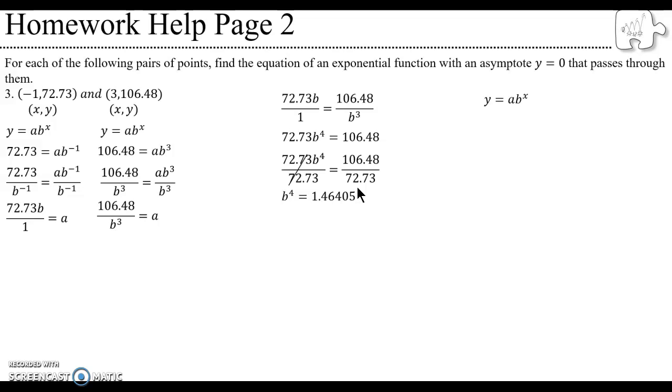So now what we're going to do, we're going to put parentheses around both sides and raise it to the 1/4 power. That makes these guys cancel out. So we're just left with b equals, and then change this to a radical. Drop that 4 to the outside. We get the 4th root of 1.46405, which is 1.01.